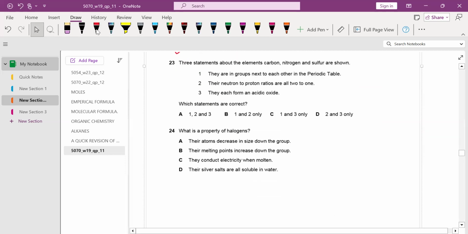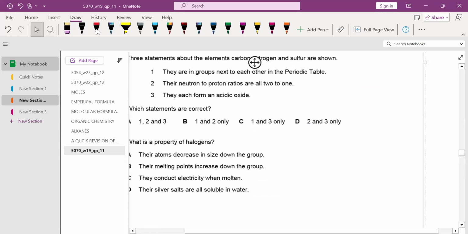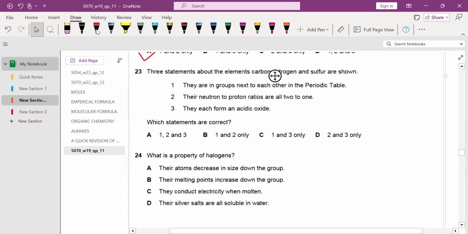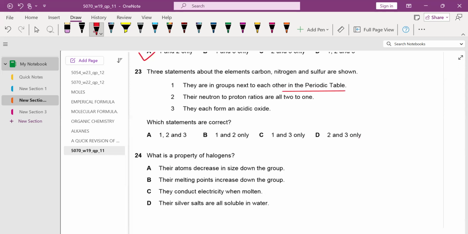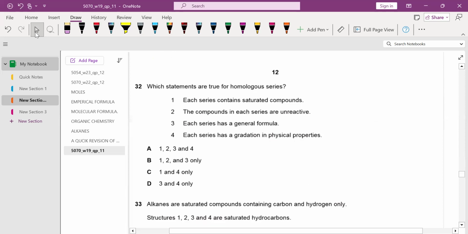Then question number 23. Three statements about the elements carbon, nitrogen, and sulfur are shown. They are in groups next to each other in the periodic table. Their neutron to proton ratio is 1 to 2 to 1. They each form an acidic oxide. Yes, they form an acidic oxide. This is true. They are in groups next to each other. So for this, you need to see the periodic table, which is given on the last page of the question paper.